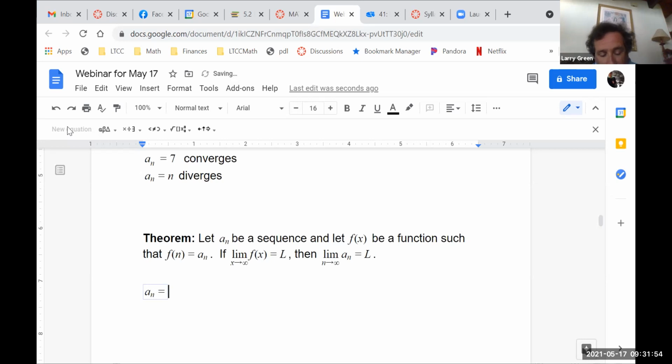So let a sub n equal, how about, 2 plus 3 over n. Again, you don't want to do epsilon delta because that's no fun, even though it can be done with epsilon delta. Instead, this is easy. Can you think of a function of x such that f of n equals a sub n? The hint is it's very easy.